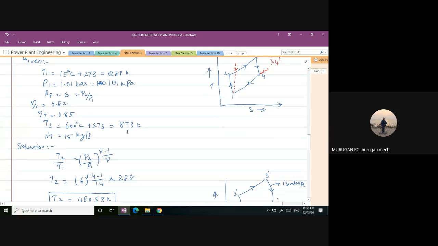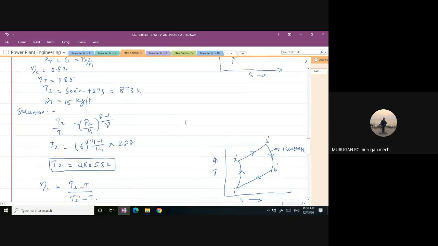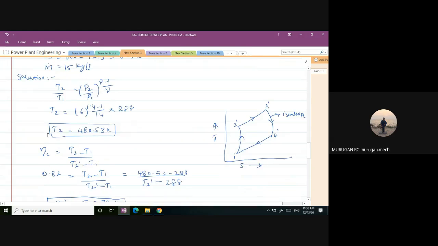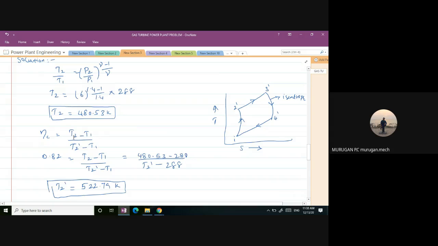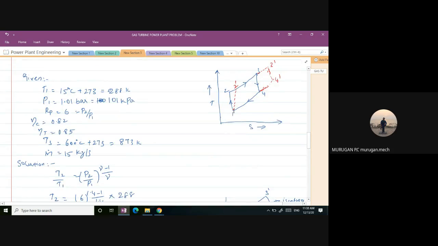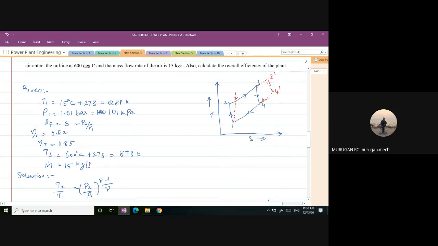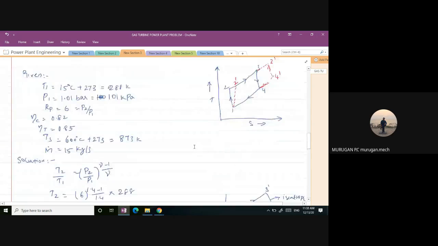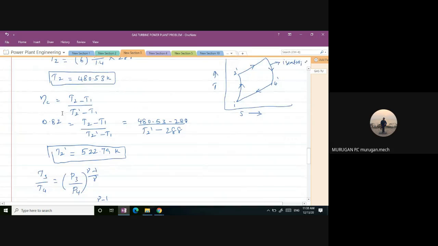Similarly, like the previous problem, we have to find out the temperatures T2 and T4. So temperature T2 can be found out by using the relation T2 by T1 equals P2 by P1 to the power gamma minus 1 by gamma. So we obtain T2 as 480.53 Kelvin, and the compressor efficiency is calculated with T2. See here, 1 to 2 dash and 2 to 3 dash represent the isentropic efficiency. So we have to obtain the temperature of T2 dash as well as T2.